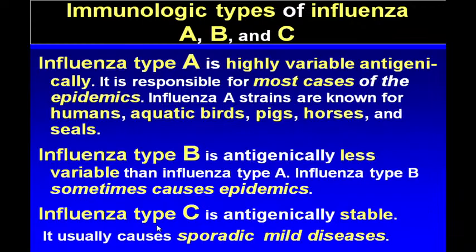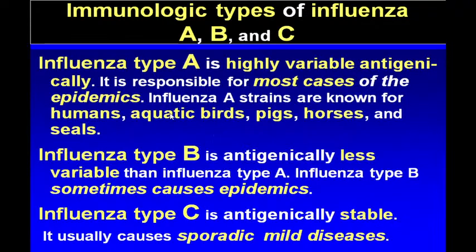Why is it so? Why not B and C? Because they are antigenically almost stable, B less and C absolutely stable, and cause sporadic mild disease, and very rarely type B may also cause some epidemics. Why is A highly variable? That's because A may infect not only humans, but also aquatic birds, poultry, pigs, horses, seals, whales, whatever animals.